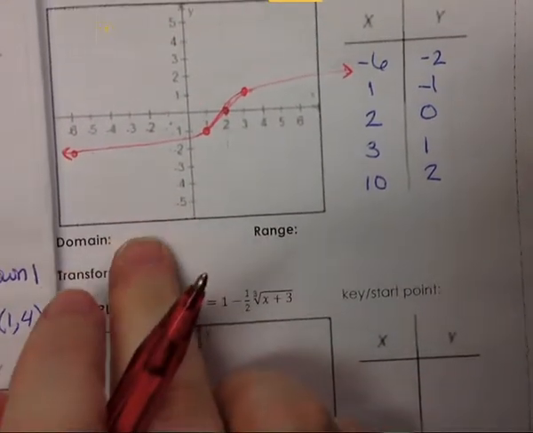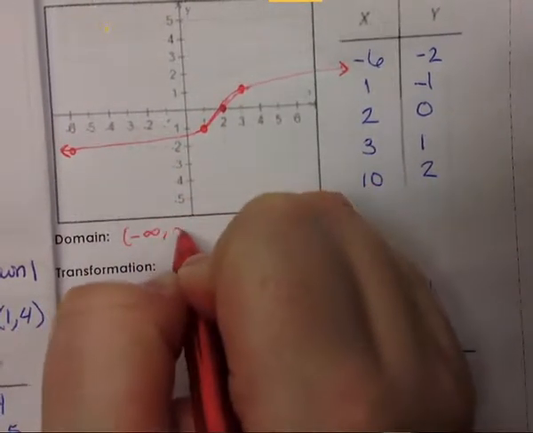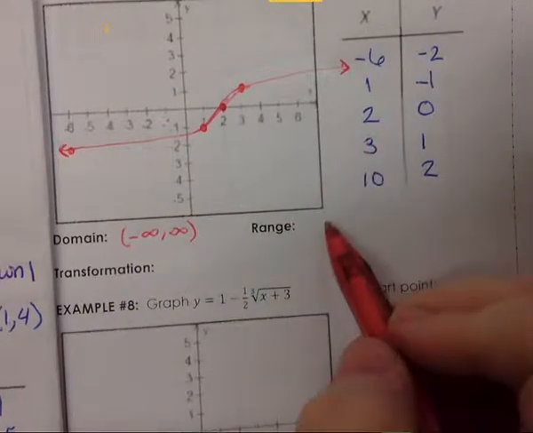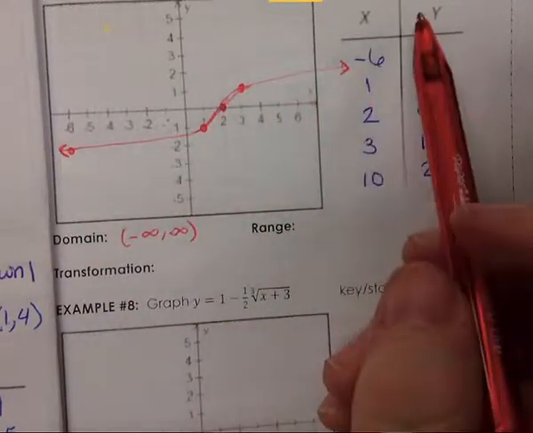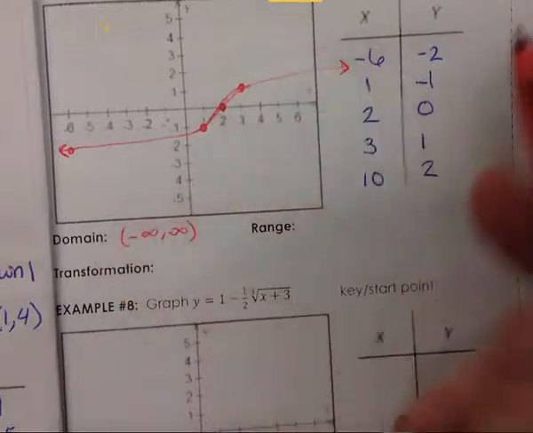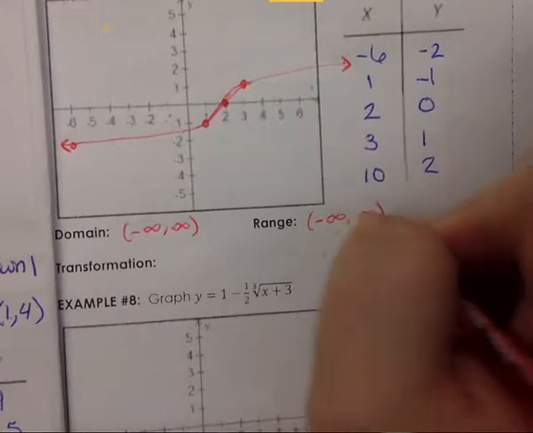So with this in mind, our domain, because it's going left and right forever, that'll be the infinity. So both negative infinity and positive infinity. For the range, this graph is going to go down forever, and it's also going to go up forever. So down is negative infinity, up is positive infinity. So the range is actually both negative infinity and positive infinity again.